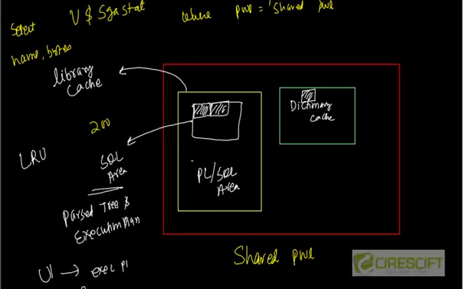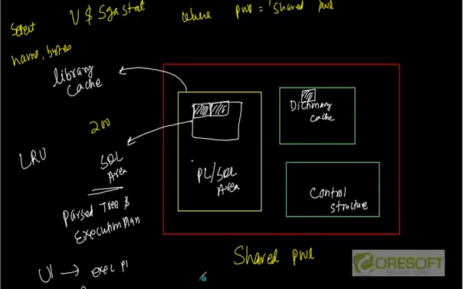Then the next important structure is called the control structure. This control structure is going to keep the lock information. Let's say whenever you are updating something, or if you want to run a SQL statement called lock table T, this control structure is going to store that this table is locked and what kind of lock has been acquired on that object, and so on.